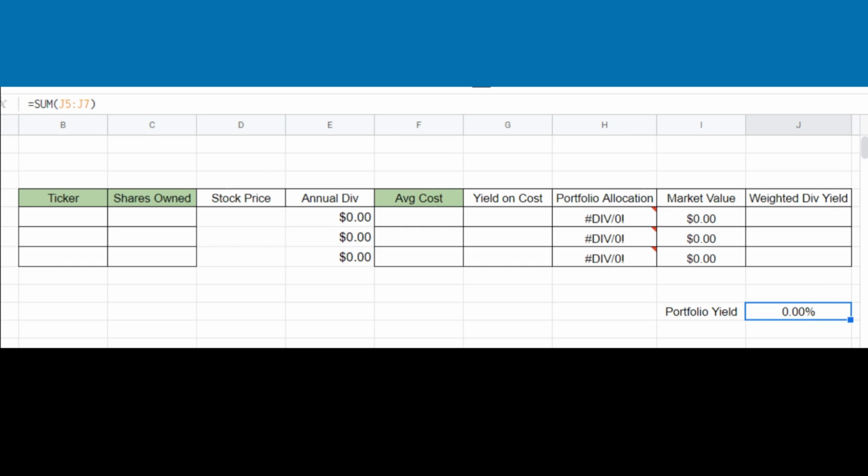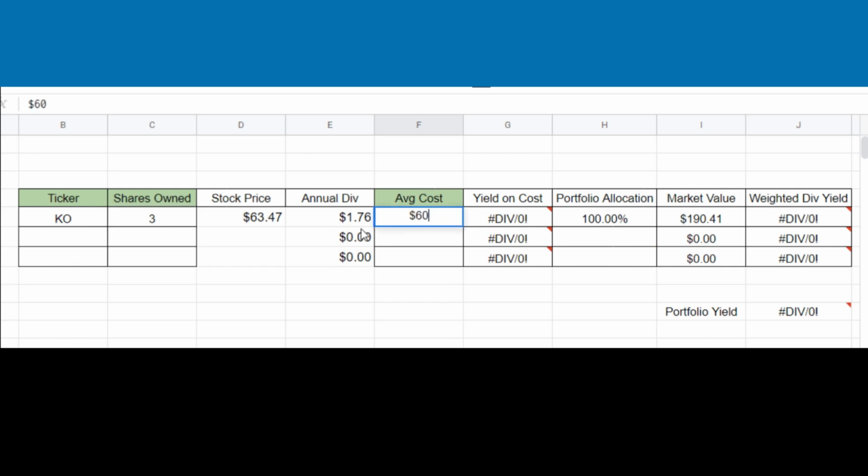Okay, let's add Coca-Cola, ticker KO, and the price will pop up. Let's assume I have 3 shares and my average cost is $60. Let's continue adding companies. We'll go with Pepsi, ticker PEP. I own 3 shares as well, and an average cost of $180. Then let's add Starbucks, ticker SBUX. I own 3 shares as well with an average cost of $100.